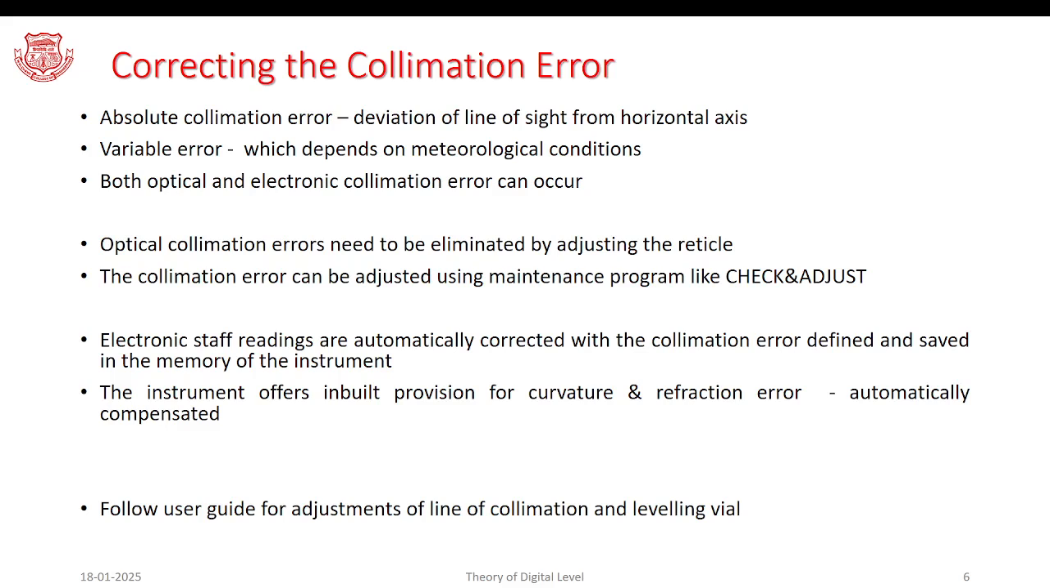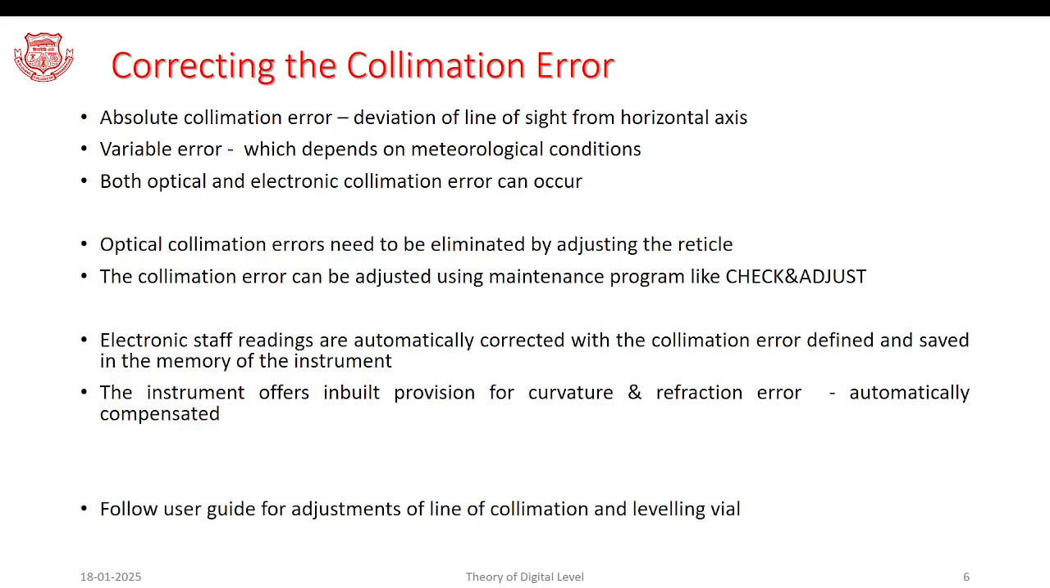And as the sensors or the digital parts are getting affected because of the change in the meteorological conditions, some errors could be variable in nature. So for the digital level or for any digital instrument meant for surveying operations, there could be some optical as well as certain electronic collimation errors. Here, these optical collimation errors can be eliminated by adjusting the reticle, the way we discussed about the conventional instrument.